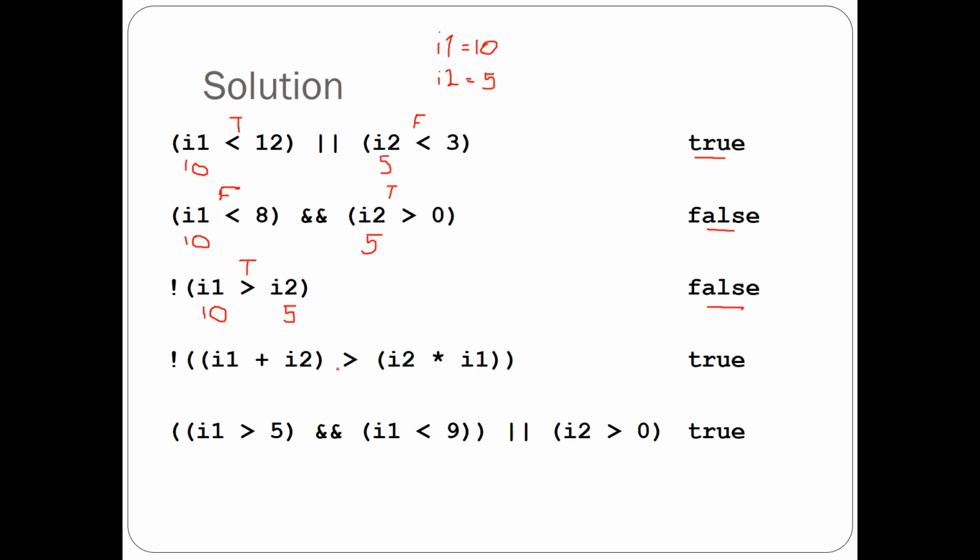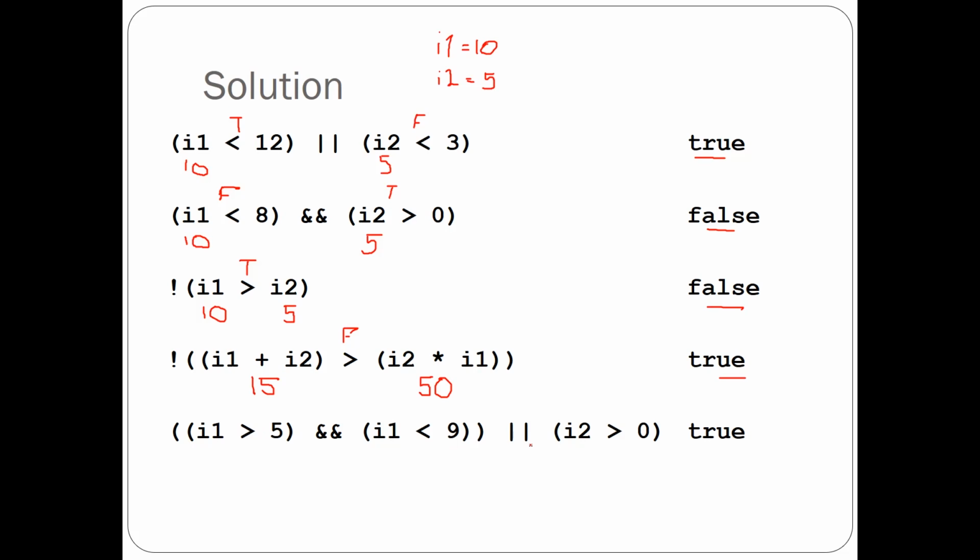Now the examples are getting a little bit bigger, so we just need to be a little bit more careful. We'll deal with this side, I1 plus I2, which is 15, and I2 times I1, which is 10 times 5, which is 50. So the condition is I1 plus I2, which is 15, greater than I2 times I1, which is 50. Is 15 greater than 50? Well, it's not. It's false. But we have the NOT, so the NOT of a false produces a true.